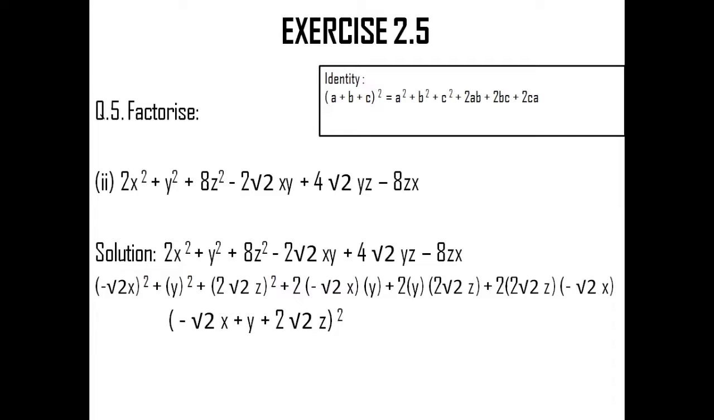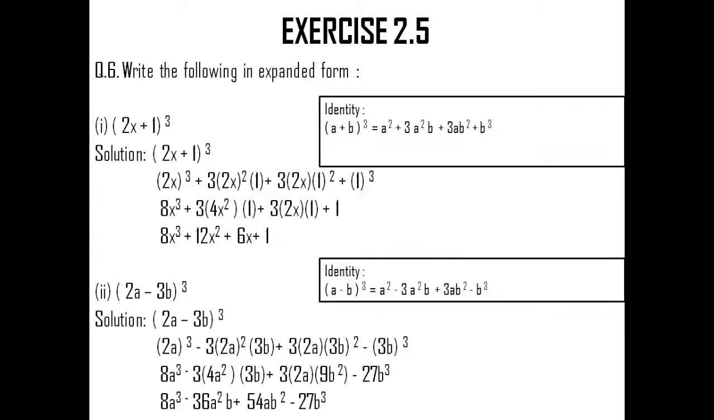Now let us learn the next identity, that is a plus b the whole cube and a minus b the whole cube, and learn it further by applying it in question number 6. Now, question number 6 is, write the following in expanded form. The first question is 2x plus 1 the whole cube. Now, which identity does it resemble to? A plus b the whole cube. What is a plus b the whole cube? That is equal to a cube plus 3a square b plus 3ab square plus b cube.